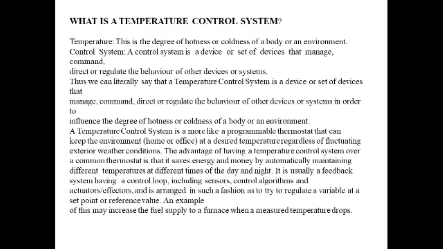A temperature control system is more like a programmable thermostat that can keep the environment, home or office, at a desired temperature regardless of the fluctuating exterior weather conditions. The advantage of having a temperature control system or a common thermostat is that it saves energy and money by automatically maintaining a different temperature at different times of the day and night. It is usually a feedback system having a control loop, including sensor, control algorithm and actuator or effector, and is arranged in such a fashion as to try to regulate a variable at a set point or reference value. An example of this is to increase the fuel supply to a furnace when there is a major temperature drop.